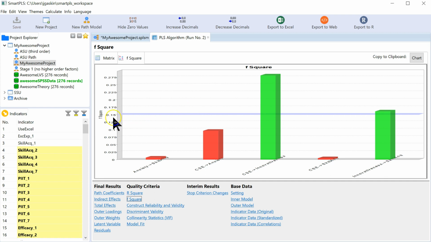Anything over 0.15 is considered a good enough effect, a moderate effect. Anything less than 0.1 is considered a small effect. Anything over 0.3 is considered a very large effect. So we see here we have only two effects that are considered to be large enough. These are CSE to innovativeness and innovativeness to skill acquisition.